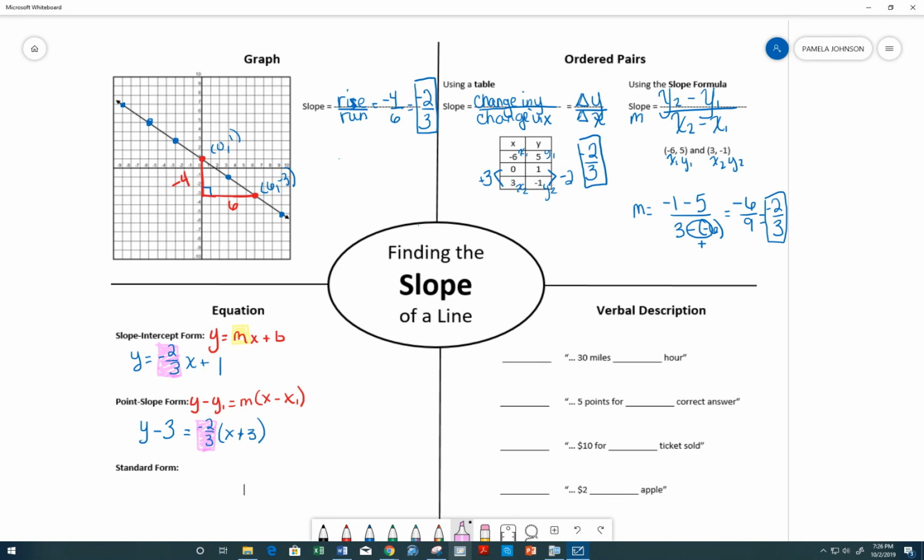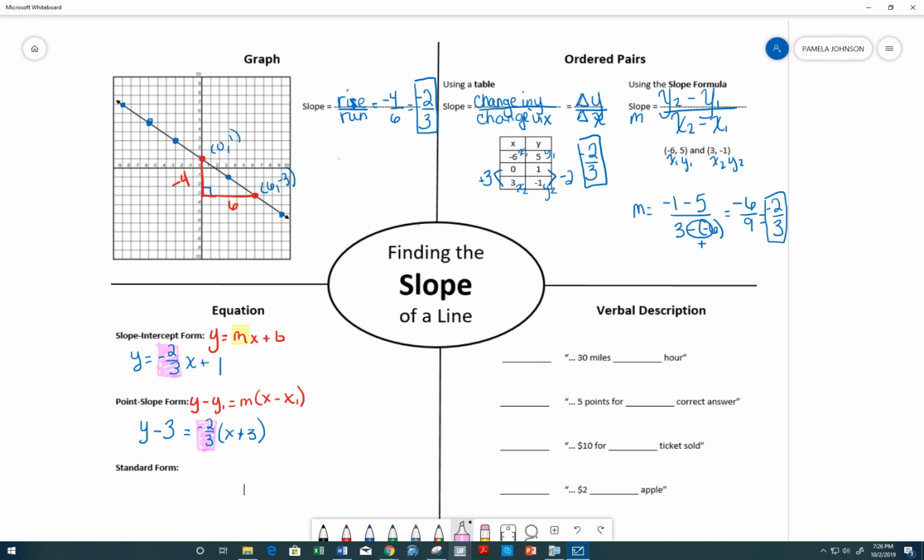Okay. So with slope intercept form and point slope form, the word slope is right there in the name. It is really easy to find your slope in those two formats. Now, if we're talking about standard form, that gets a little trickier.